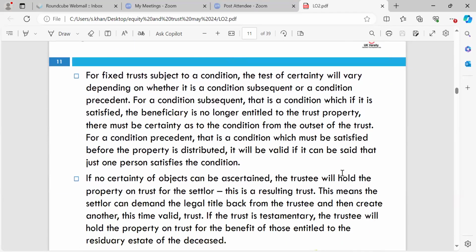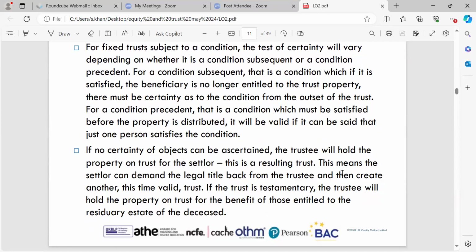For a fixed trust subject to a condition, the test of certainty will vary depending on whether it is a condition subsequent or a condition precedent. A condition subsequent is a condition which, if it is satisfied, the beneficiary is no longer entitled to the trust property. There must be certainty as to the condition from the outset of the trust. For a condition precedent, that is a condition which must be satisfied before the property is distributed, it will be valid if it can be said that just one person satisfies the condition.